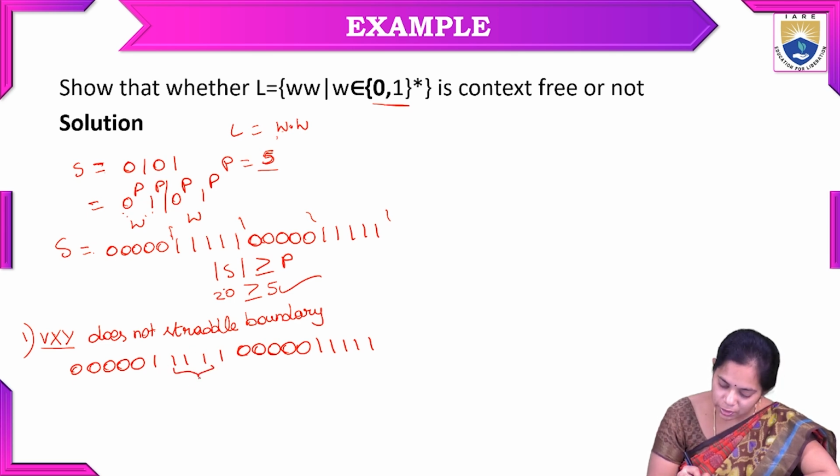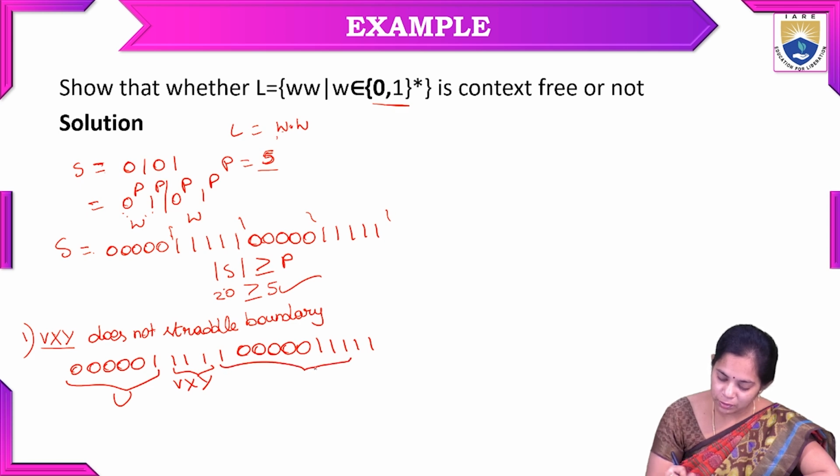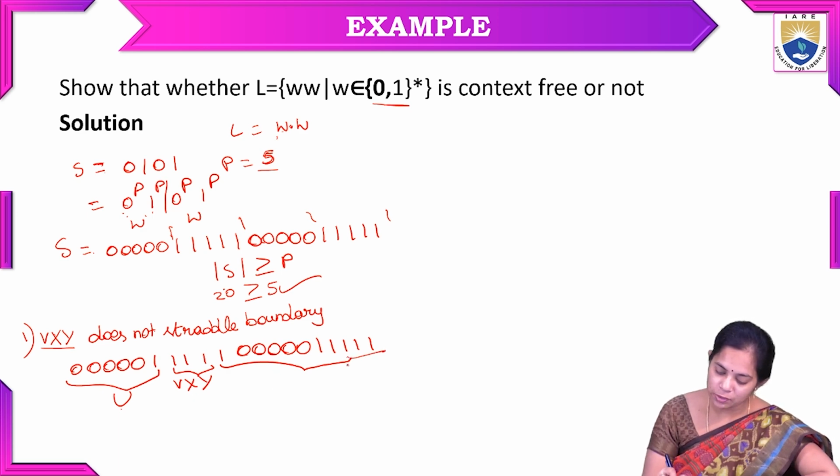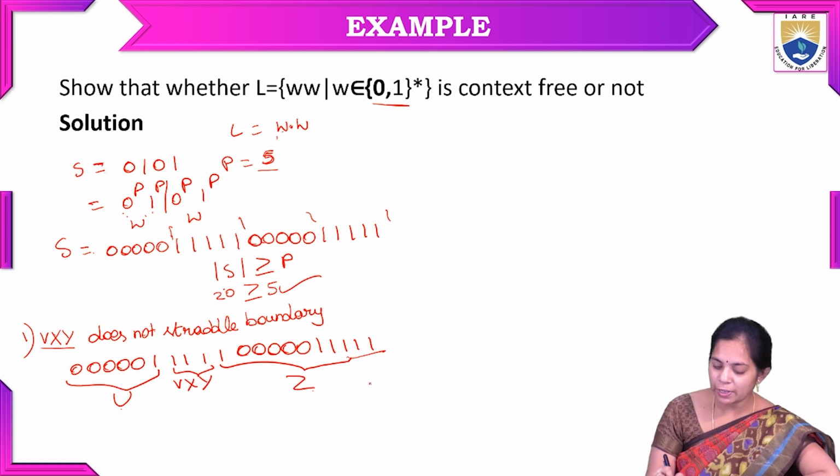So here these are the three v, x, y values. The remaining is u, so u, v, w, x, y. So 4 parts are divided, and this is also the z part. So here we have taken the v, x, y values like this.